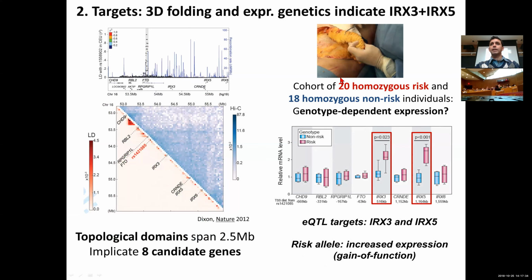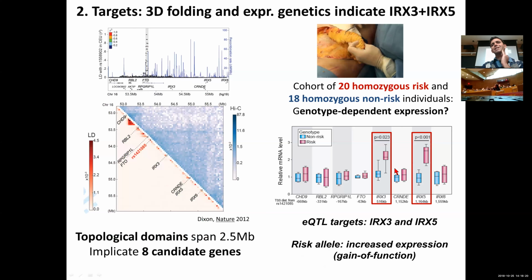What Melina did is gather both homozygous risk and homozygous non-risk individuals, took out adipocytes from these people, and then measured the level of expression for all of these genes nearby. And what she found was dramatic. She found that 2 genes showed a 2-fold increase in expression for the risk individuals. That 2-fold increase was found for IRX3 and IRX5. IRX3 sits 500,000 nucleotides away from FTO. IRX5 sits 1.2 million nucleotides away from FTO. So this is a very, very long range interaction.